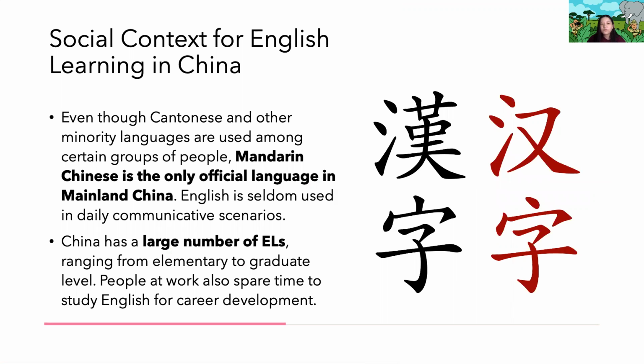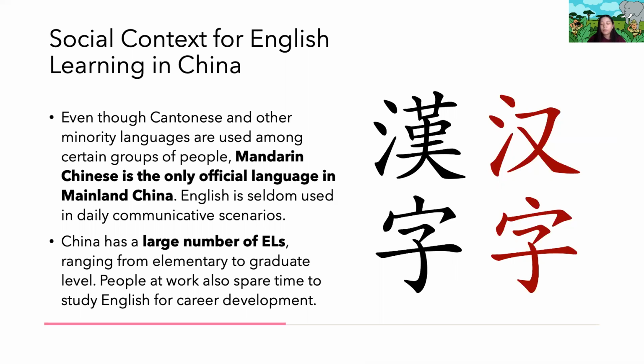The social context for English learning in China. I'm not sure if you know that the United States does not have an official language, even though everybody speaks English and the expectation is to use English throughout both communicative and official scenarios. But the United States does not have any document or law to mandate an official language.